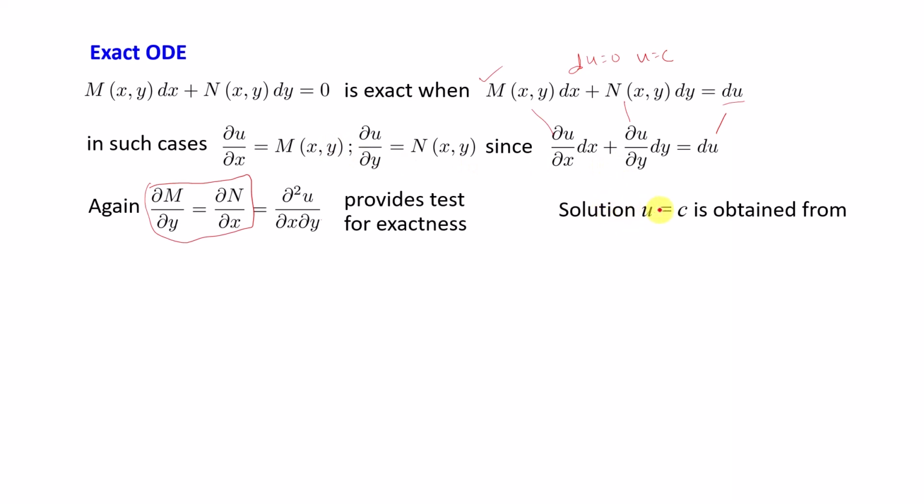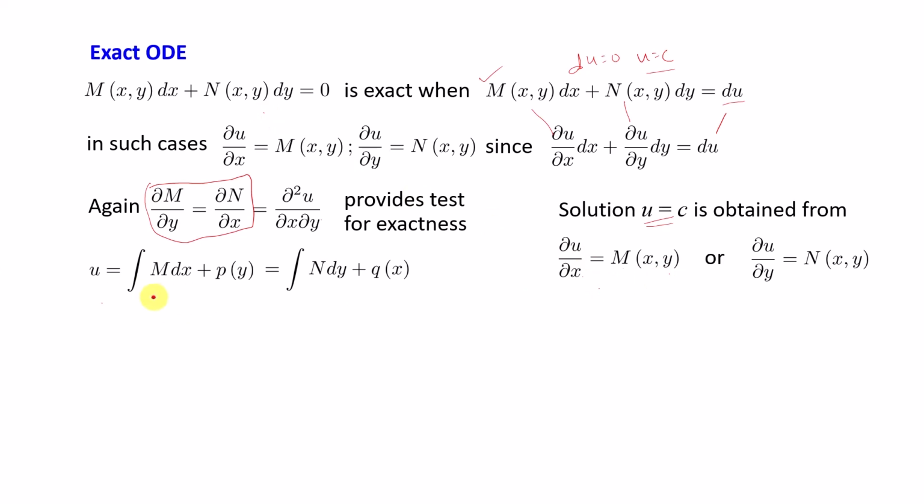Once we find that this is exact, then u equals c will be the solution, which can be obtained from ∂u/∂x equals M or ∂u/∂y equals N. Integrating from here, we are not going back over the main equation once again. We can just try this. So u will be the integral of M dx plus p of y, since this is partial. The partial derivative with respect to x of p of y will be 0. And similarly from the other side, u is the integral of N dy plus q of x.